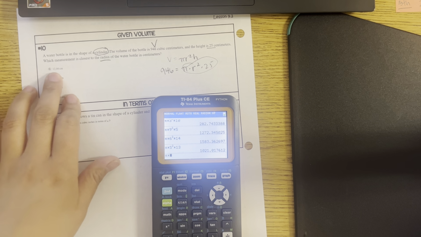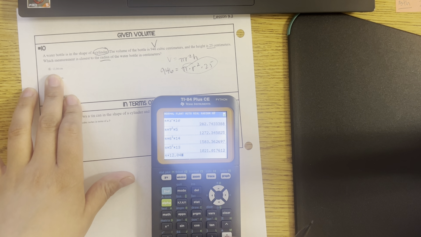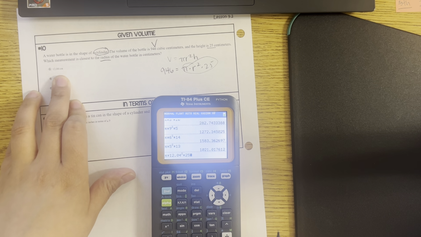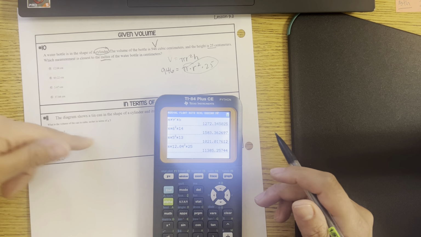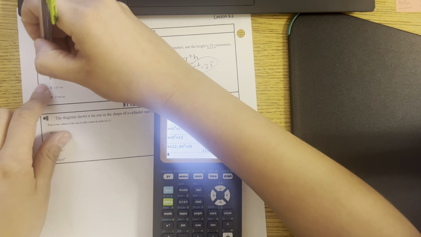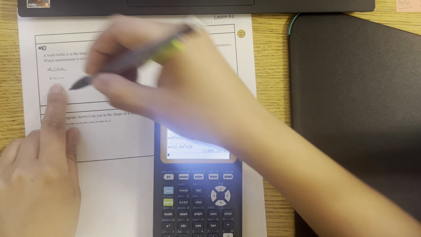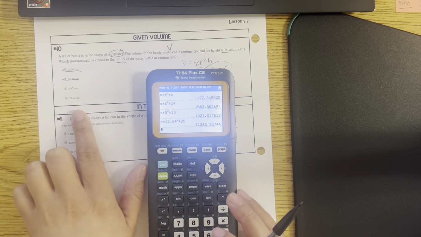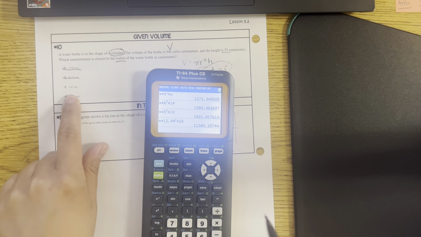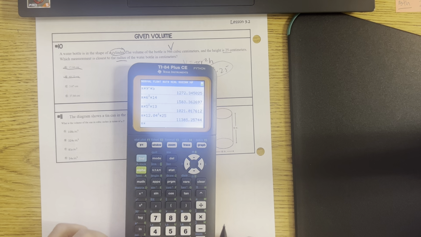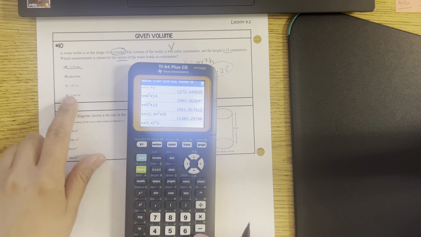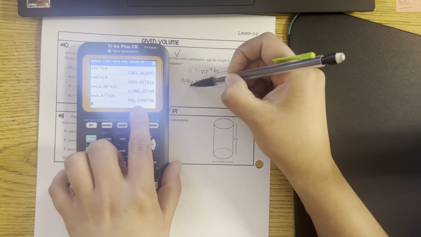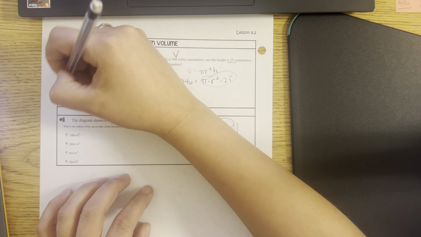Pi times, let's try 12.04 squared, times 25. Does that give me 946? No, way too large. So it's not A. I know B wouldn't work because 60 is way larger, so my answer would be even larger. If I try C, because I can automatically eliminate D, but let's try C. Pi times 3.47 squared times 25. And notice that it's not exact, but it gave me roughly 946. So that's my answer, C.